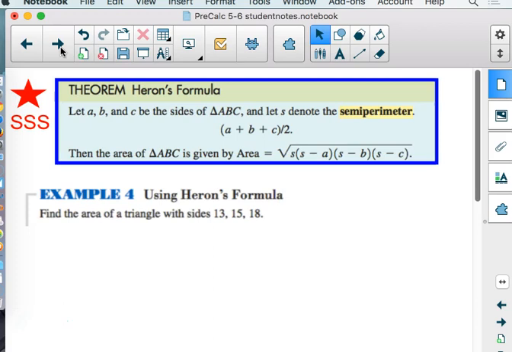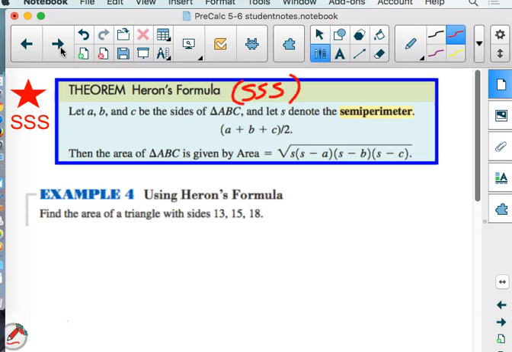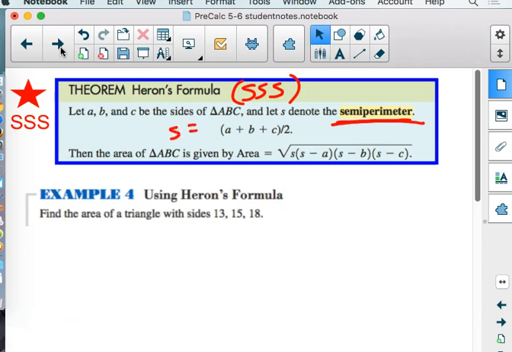And he did, but it gets a little weird because there's a specialty piece here. So this is the one we use for side, side, side, right here. Heron's formula. And A, B, and C are the triangle's side lengths. And it says, let S denote the semi-perimeter. Now that's where I said things get a little weird, because we don't use the semi-perimeter for a lot of stuff. This is one of the few specialty formulas that this is used for.